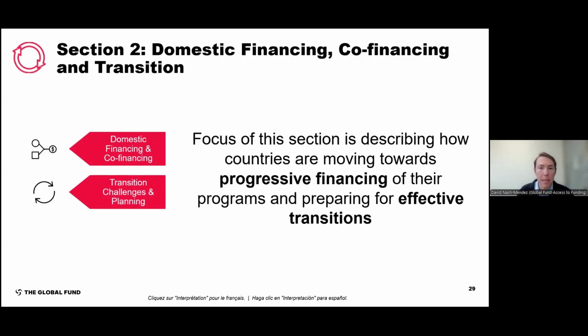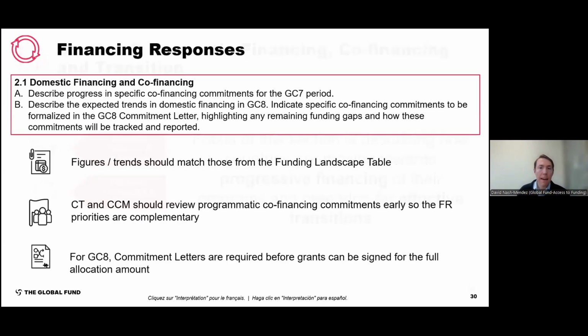Section 2 is on domestic financing, co-financing, and transition. This section focuses on progressive financing and preparing for effective transitions, looking at domestic financing, co-financing, transition planning. The sustainability transition and co-financing guidance note is being updated and will be shared soon and will be very necessary for this section. Go to the next slide. Financing the responses. This is on question 2.1A and B.